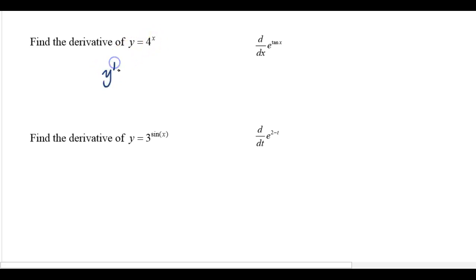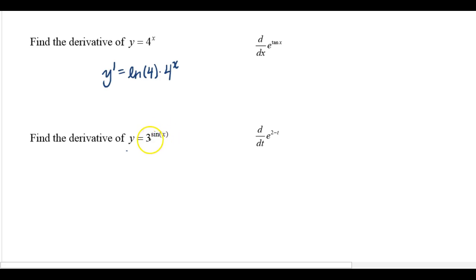So y prime is going to be the natural log of the base. So the base is 4, the natural log of the base, times b, the base was 4, to the x. So that's it. It's really just a matter of remembering the rule. So we'll go ahead and jump down and find the derivative of y equals 3 to the sine x.